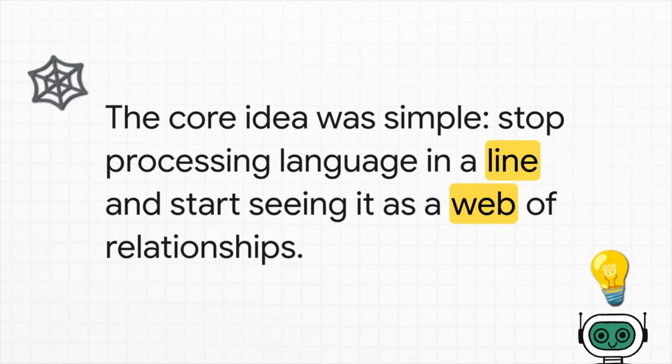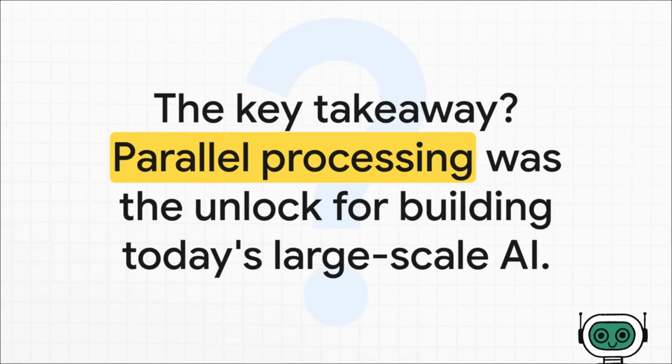So when you boil it all down, the invention of the transformer came from a really simple but profound shift in perspective. It was about this: stop thinking about language as a straight line and start seeing it as a rich web of relationships. So what's the one thing to remember from all this? It's that the ability to process information in parallel, instead of one piece at a time, was the fundamental unlock. That single change is what made it possible to build the massive AI models we have today.